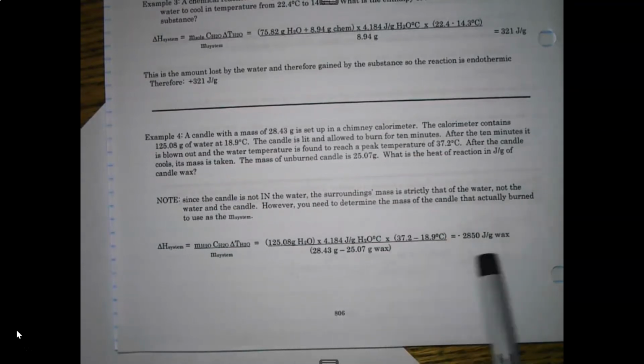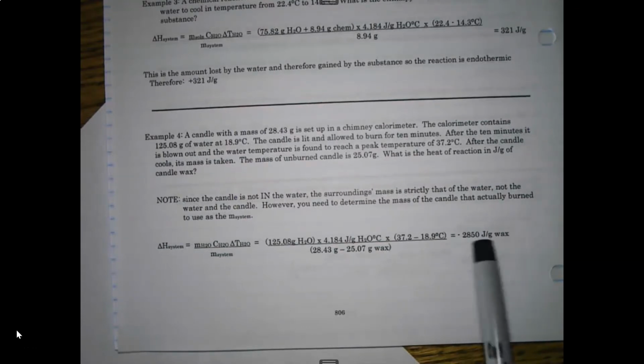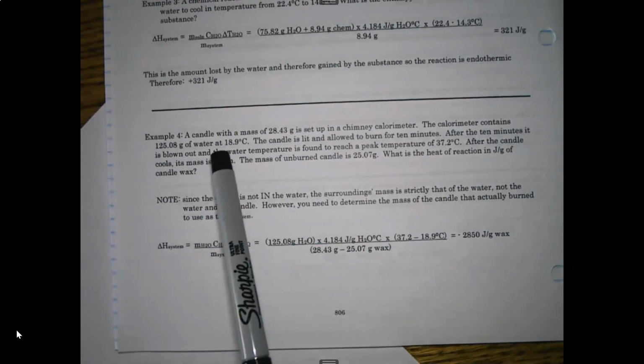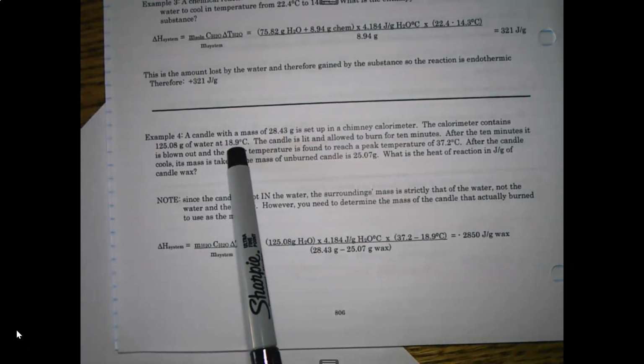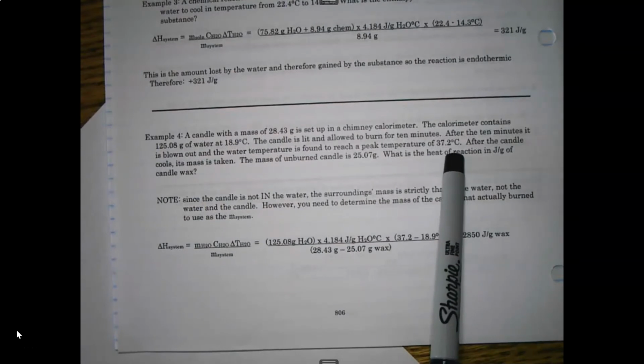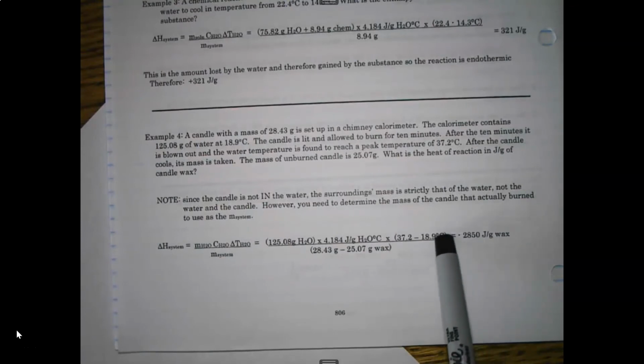So I do all this math, I get 2,850 joules per gram of wax, and I'm going to give it a negative. Do you know why I'm going to give it a negative sign? Think for a minute. So if you look, I started out with 18.9 degrees, wound up at 37.2 degrees in my water. So the water gained energy, which means the system must have lost energy. So the system underwent an exothermic process. Therefore, I give my delta H a negative.